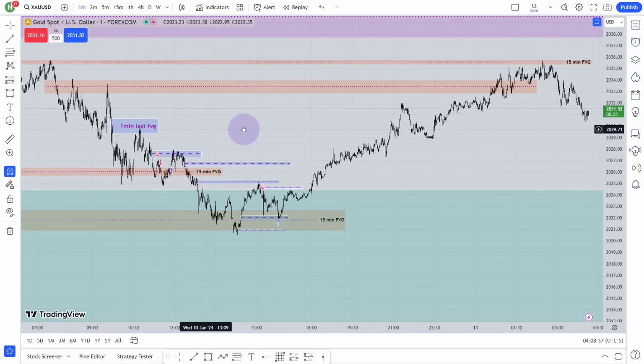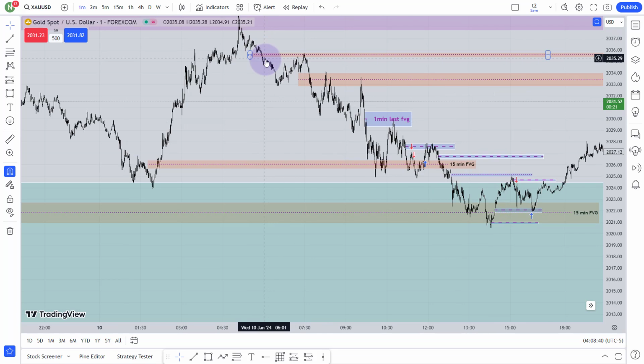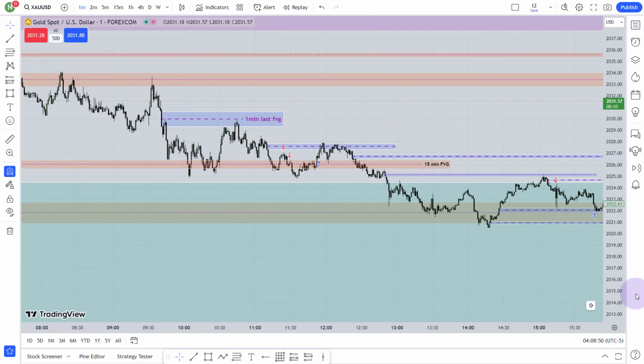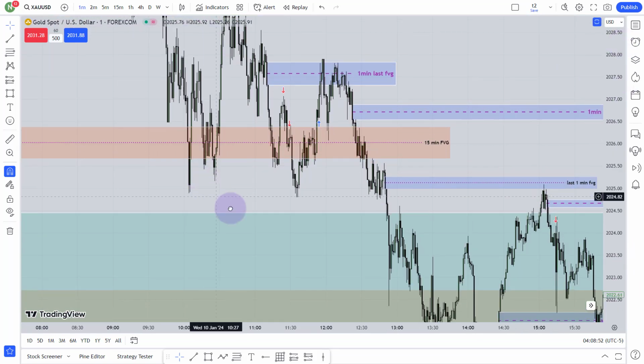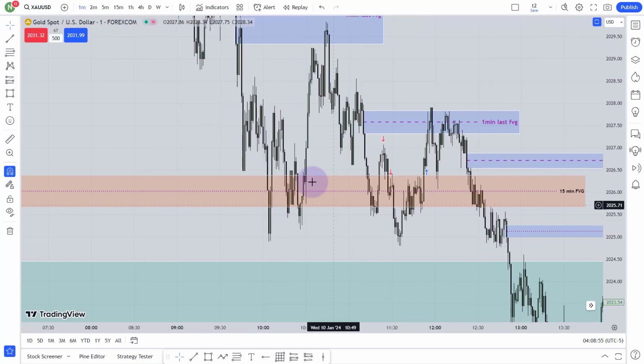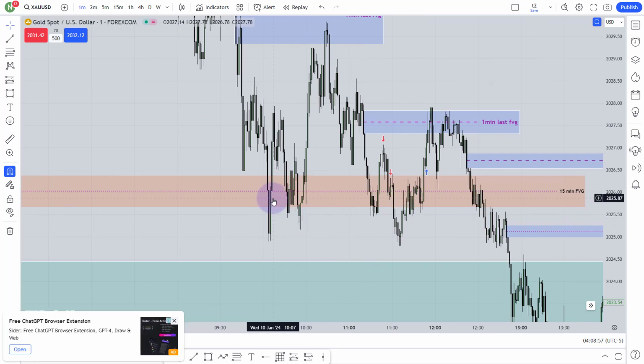So this is the first fair value gap when price was falling from there. It is just falling. When it comes here, this is the last fair value gap of that specific leg. So this is the price leg. This is the last 15-minute fair value gap. Now look, when price came to this last 15-minute fair value gap, what happened?